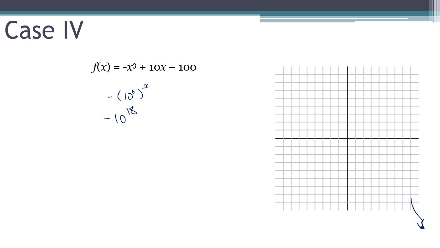Then if I went to the other side, I do the same thing. I ask myself, well, what if I put a massively large negative number, say -10 to the 6th, in for x? All right, well, if I raise that to the 3rd power, I get -(-10 to the 18th), which is +10 to the 18th. It's a really big positive number. Now I know my end behavior in this direction. It rises to the left, right?